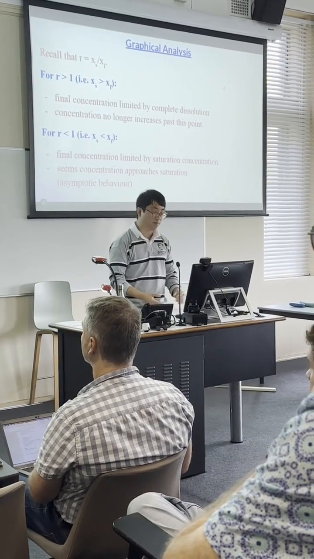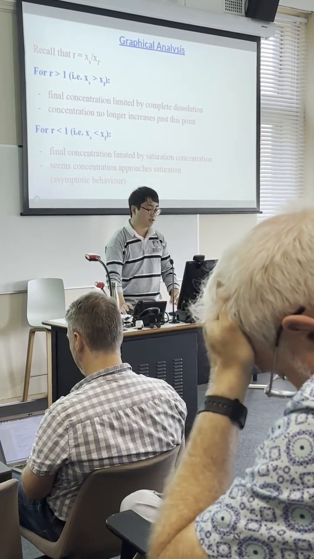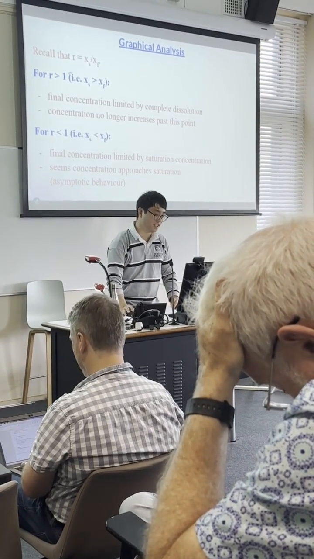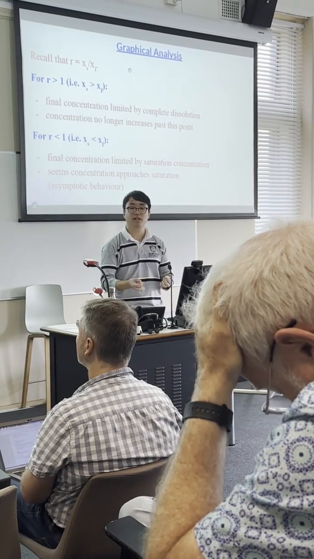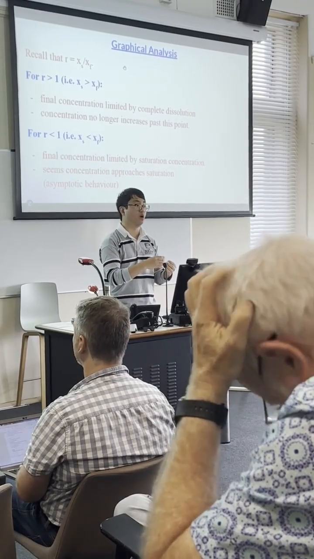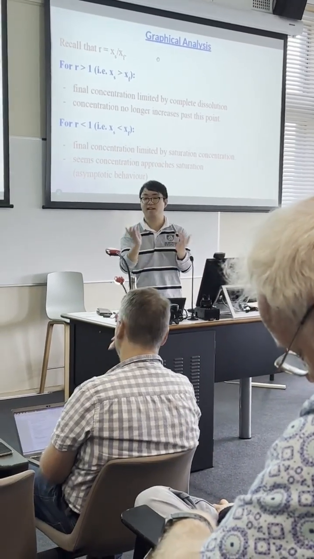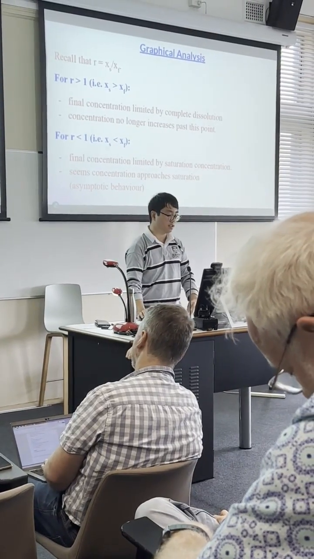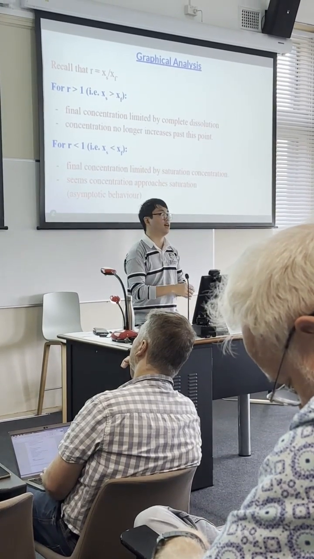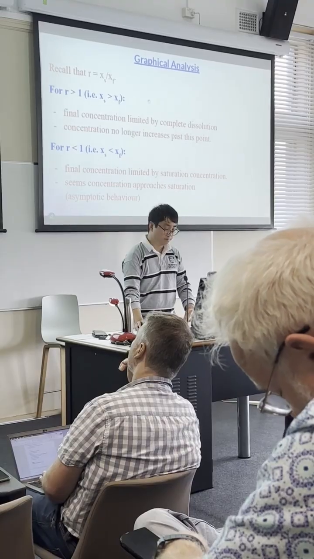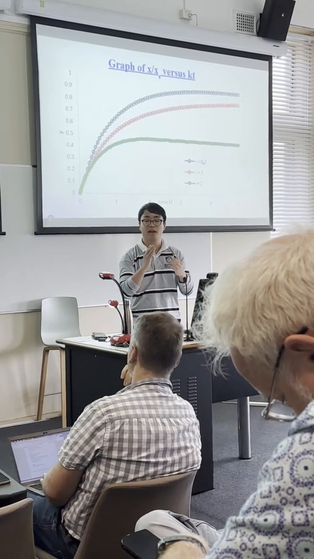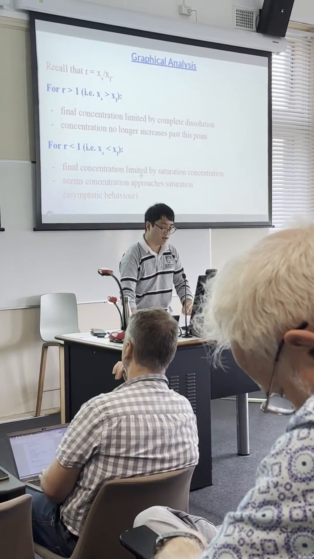So what interpretations can we make from this graph? When R is greater than 1, recall that R is XS on XF, that's when XS is greater than XF. The final concentration is limited by the complete dissolution of the entire solid, because the concentration can no longer increase once the entire solid is dissolved. For R less than 1, which is when XS is less than XF, the final saturated concentration is limited by the saturation concentration. So as we can see in the graph, the concentration is asymptotic to the saturation concentration.